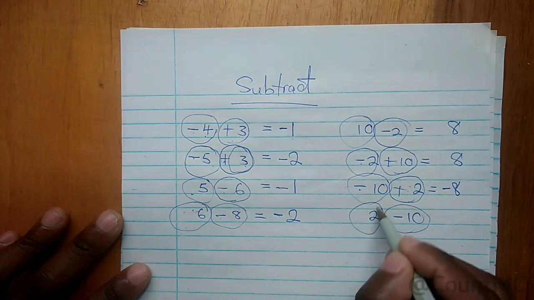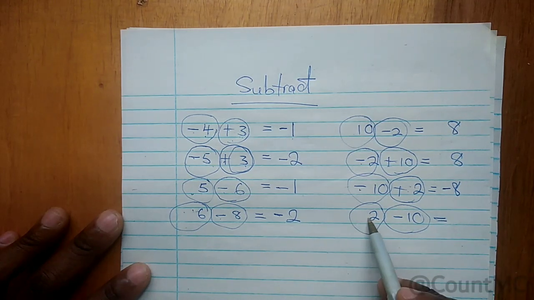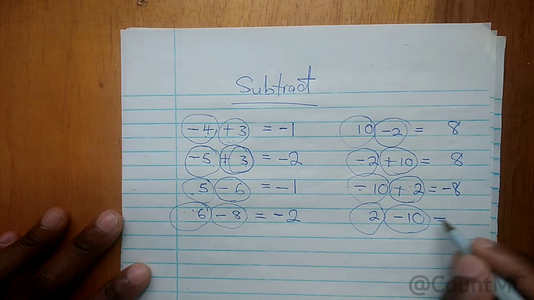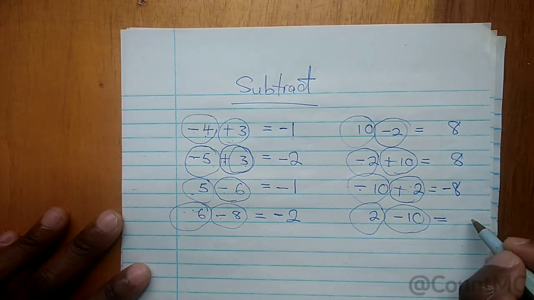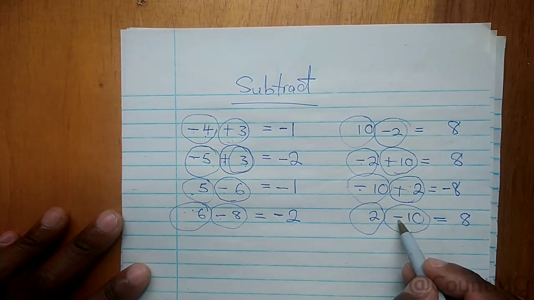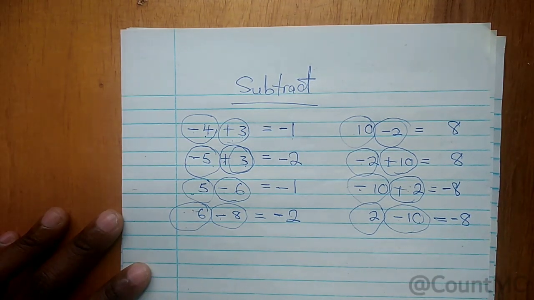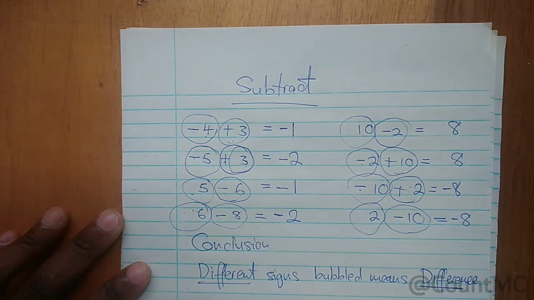Let's do the same on this one. Positive 2 and minus 10, the signs are different, so we subtract. You ignore these signs, then you say big number minus small number. 10 minus 2, you get an 8. What's the sign of the big number? It's minus. So let us conclude.